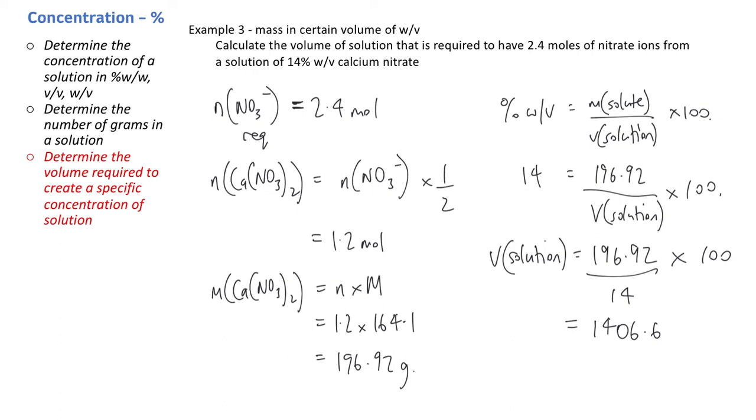1,406.6. And what's the unit here going to be? It's going to be in mils. Okay, so we're going to keep this in mils because the weight per volume is generally the mass in grams in the volume of mils, 100 mils generally. All right, so that's 1,406.6 mils are required.